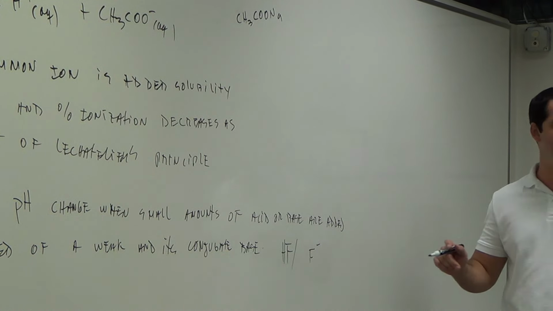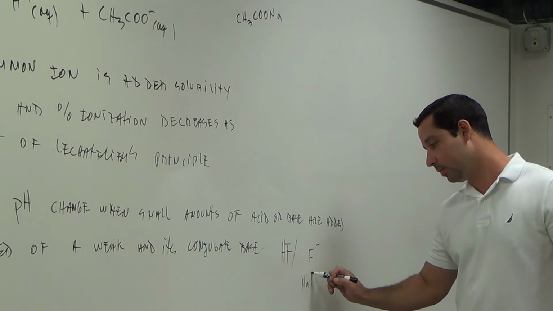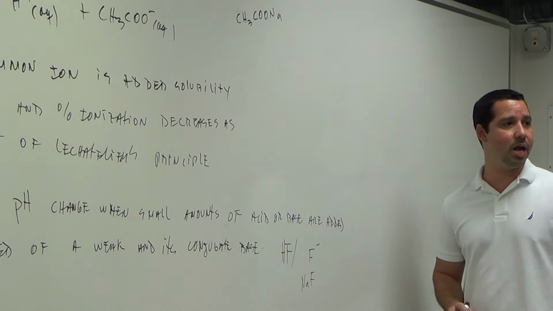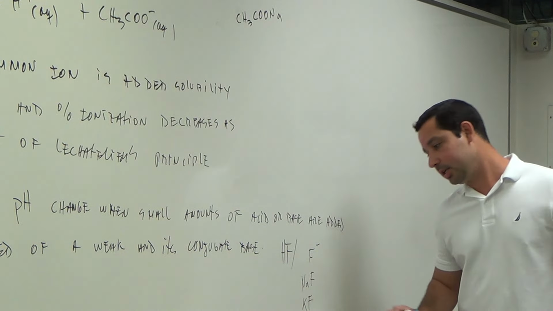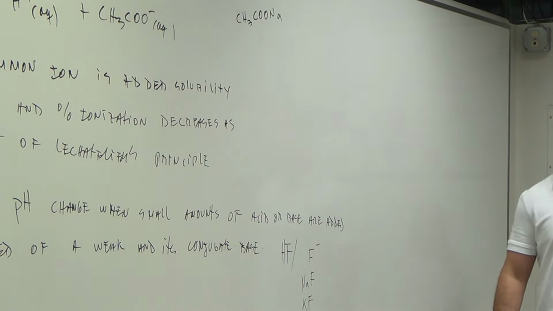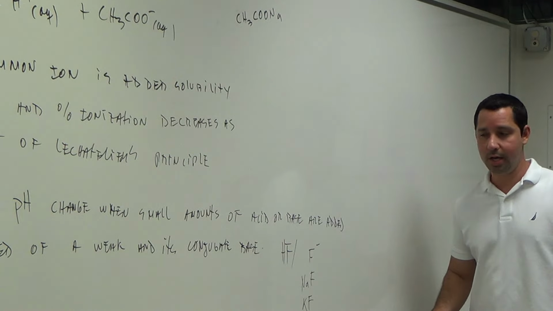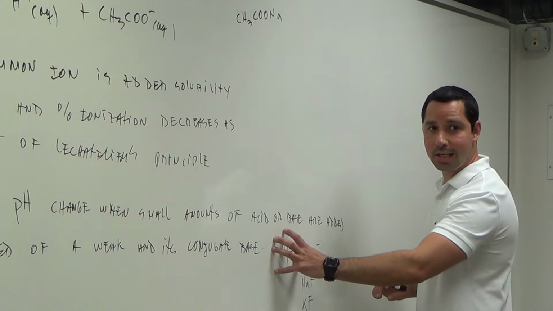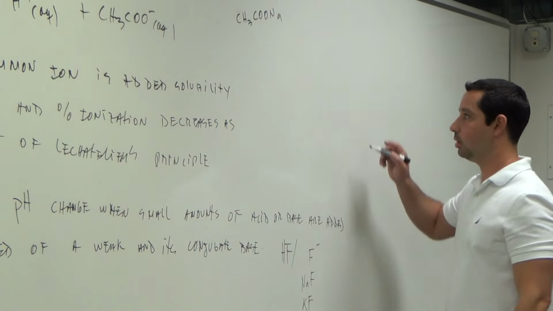So how should this look? Well, it could look like F minus on the test, or it could look like NaF, because it has to have a positive, or it could look like KF. Anything that will give this conjugate base will do it. Perfect. Because here I have a weak acid and I have its conjugate base.